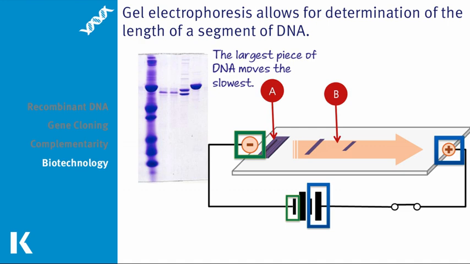At the end of the process, the experimental fragments can be compared to DNA segments of known length, and this allows you to determine the number of base pairs present in your experimental sample.